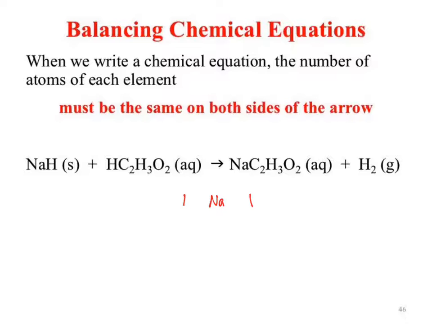So what do I want to balance then? Carbon. How many carbons do I have on the left? 2. On the right? 2. Now what? Oxygen. How many oxygens on the left? 2. And 2. Hydrogens? 5. Yep, I agree. Which then means it's balanced.